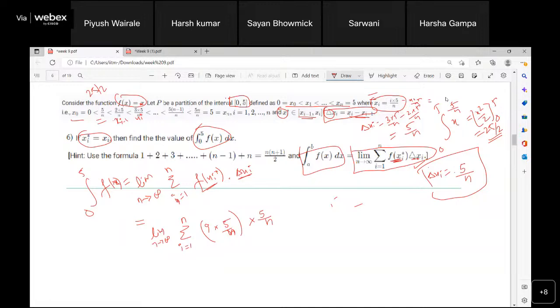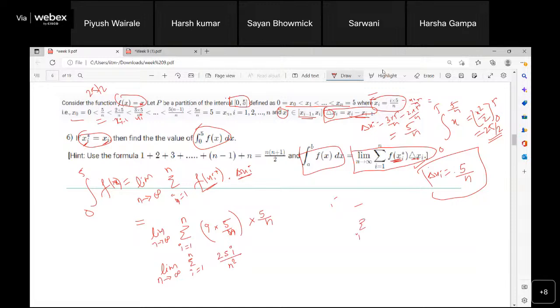Now what is f of xi star? Instead of x, we have to put xi star. What is xi star? That is xi, and xi is i into 5 upon n. Just put it here, so this is i into 5 by n into 5 by n. So what will I get? The limit as n tends to infinity of the summation from i equals 1 to n of 25 i by n square.